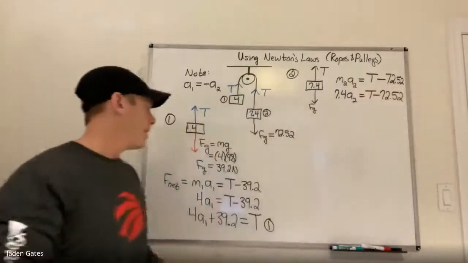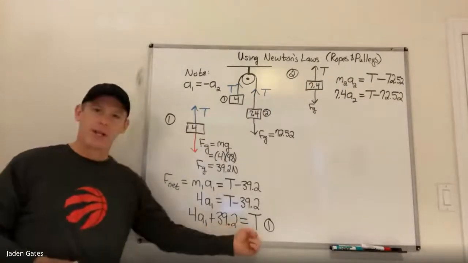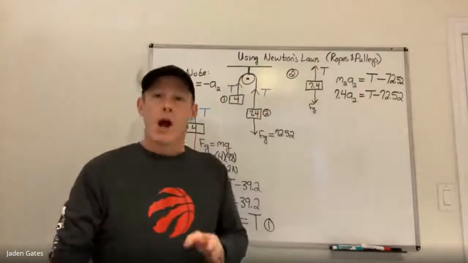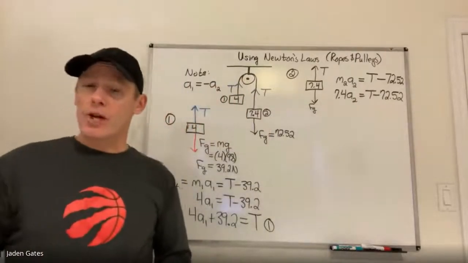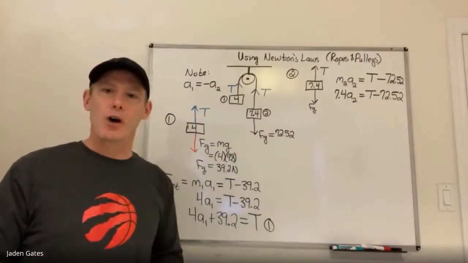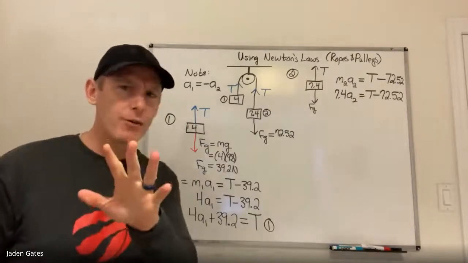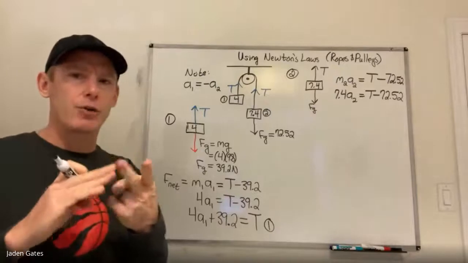adjustment. In this equation, I have an A1 and a T. In this equation, I have an A2 and a T. I'm going to end up using a little grade 10 math coming here where I'm going to use solving systems of equations. So what I want is two equations, but only two unknowns. Right now I got three of them. I have an A1, an A2, and a T.